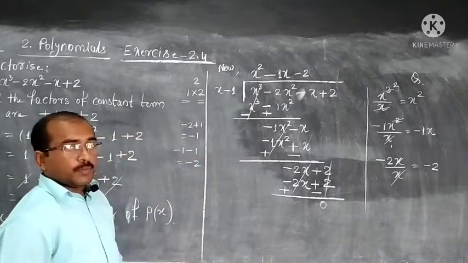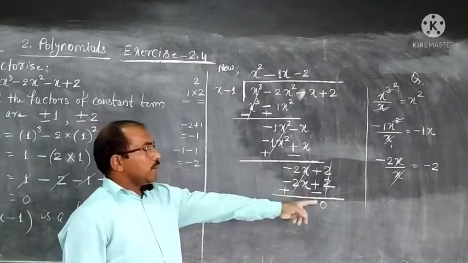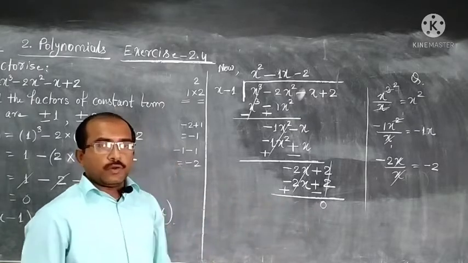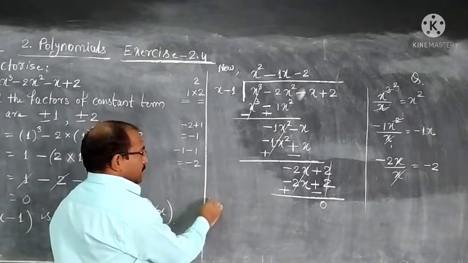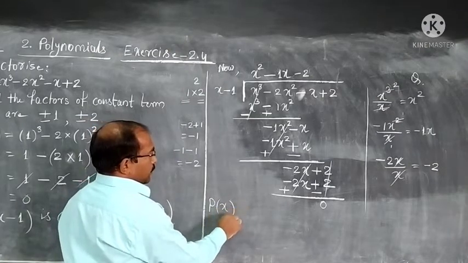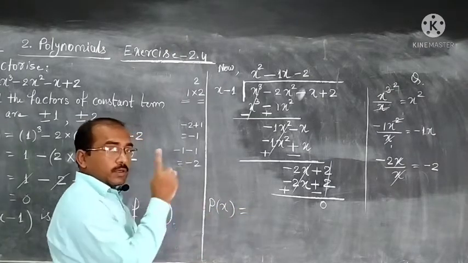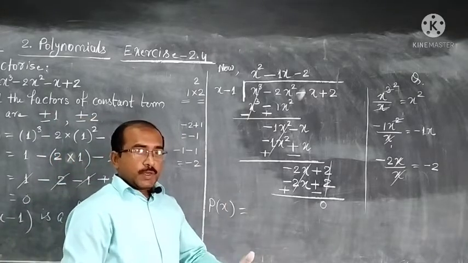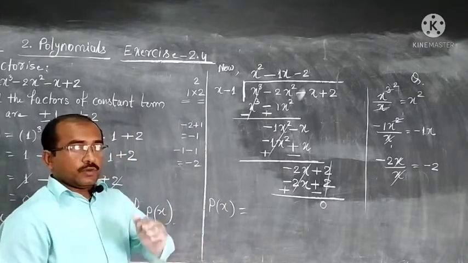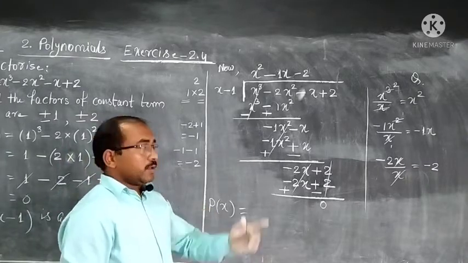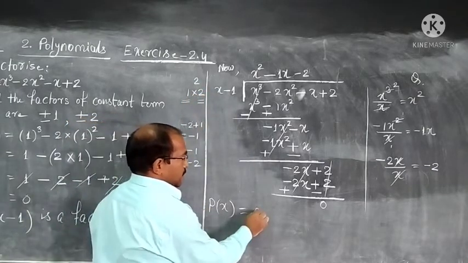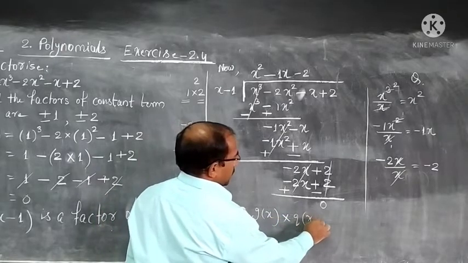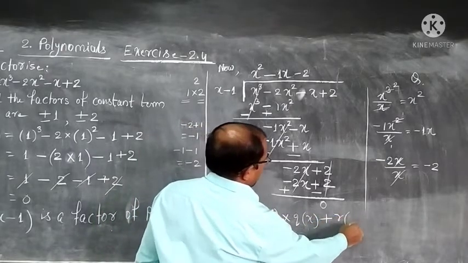So division completed. We divided and got the remainder 0, that means x minus 1 is a factor, otherwise the remainder would not be 0. After this, the last part: P(x) is what? Dividend. Dividend is equal to divisor into quotient plus remainder. Divisor we call G(x), quotient we call Q(x), and remainder we call R(x).